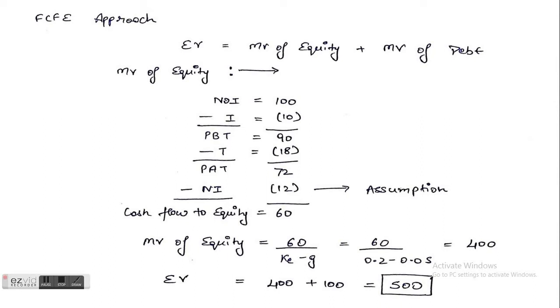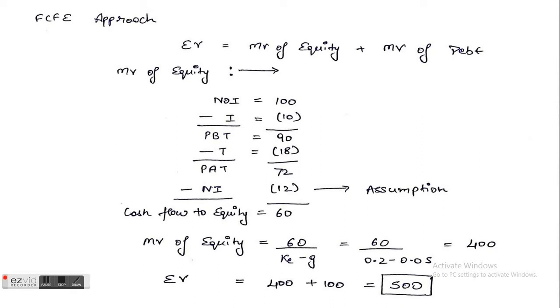Now, a company cannot grow without making investments. There is nothing like a free lunch. And hence, here comes another assumption, which is the net investments are 12. When I subtract the net investments from the profit after tax, I get the cash flow available to the equity holders, which is 60.